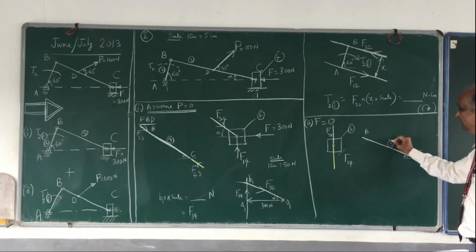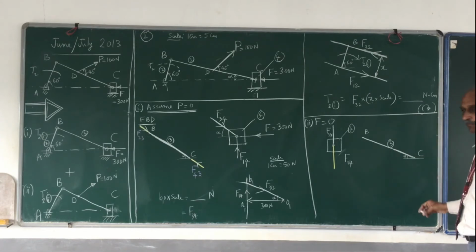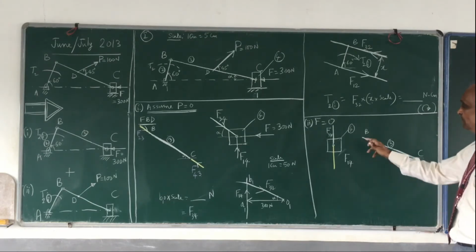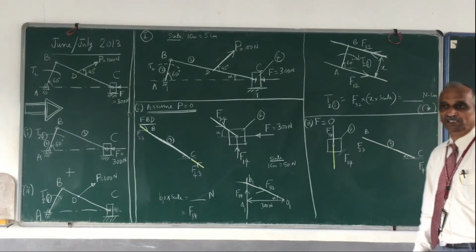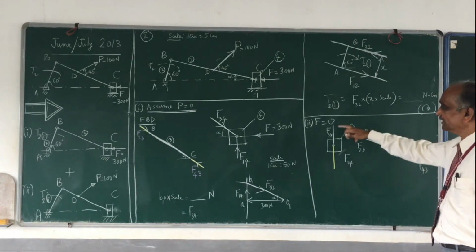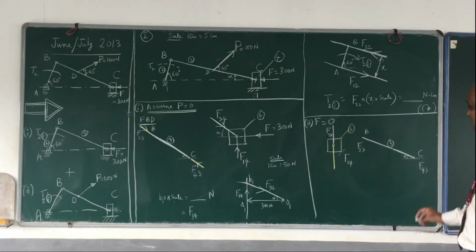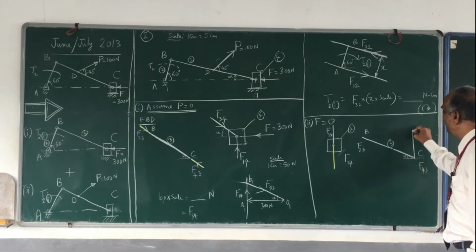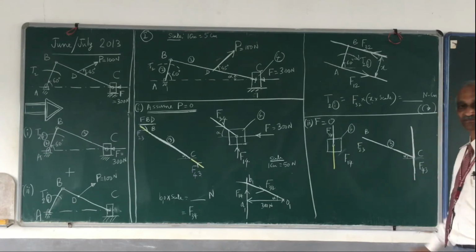This is link number 3. At C, this link has been isolated from link number 4, and I have F43 at point C. And what do I have at point B? At point B, I have F23. So F43 is the same as F34. F43 and F34 have the same line of action. This is the line of action of F43.